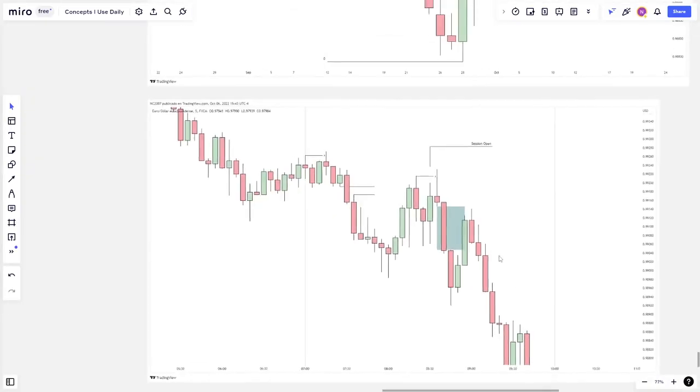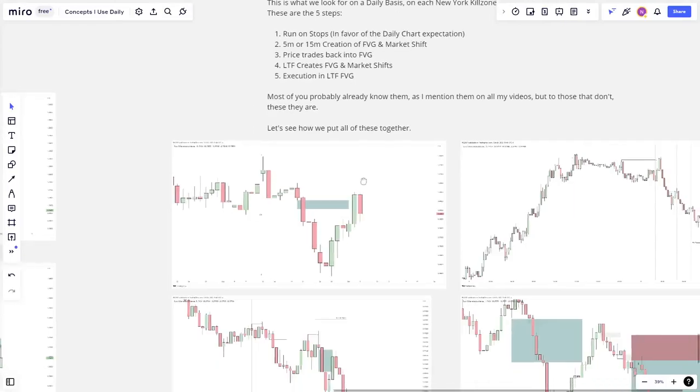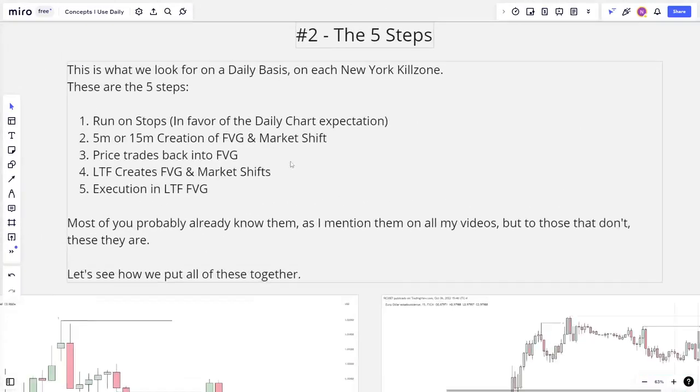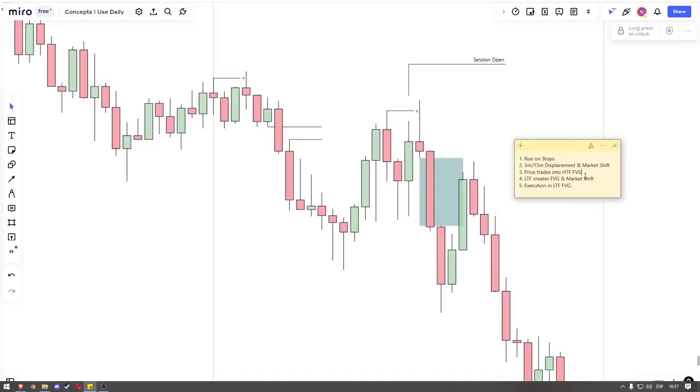Now, coming back to the 5 steps, what do we have? We have the run on stops. This is exactly what we look for. Theoretically, we already have the daily bias sorted out. We understand that price is likely going to be bearish, so we wait for the run on buy side liquidity.